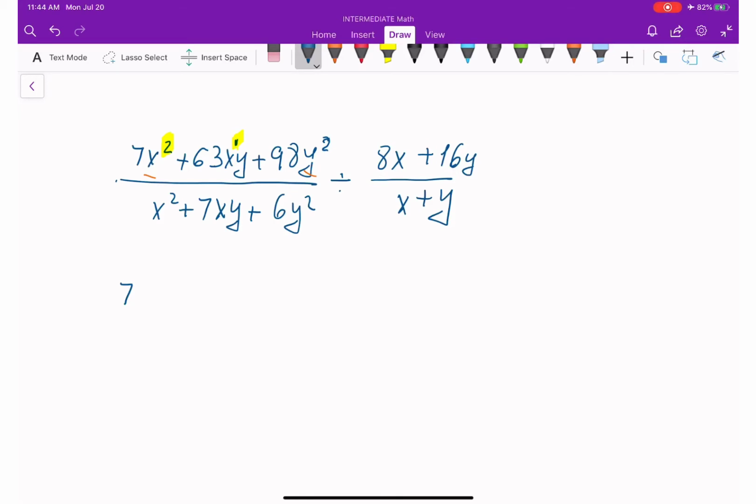So let's first take the common factor out. It will be left x squared plus 9yx, and then 98 divided by 7 is going to be 14y squared. I put y first and then x, although it doesn't matter. So 9y is going to be the coefficient of x, plus 14y squared, over. Now, can we factor the denominator?